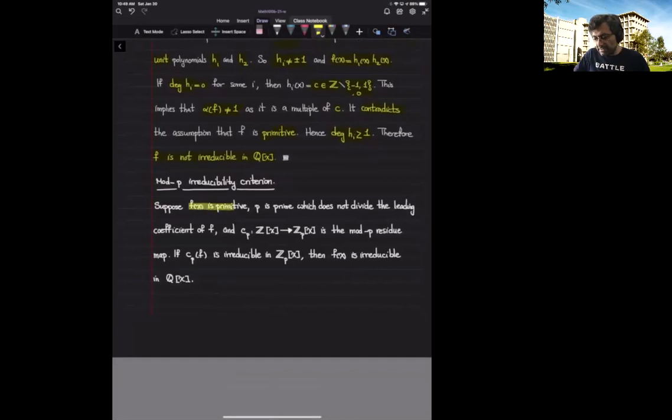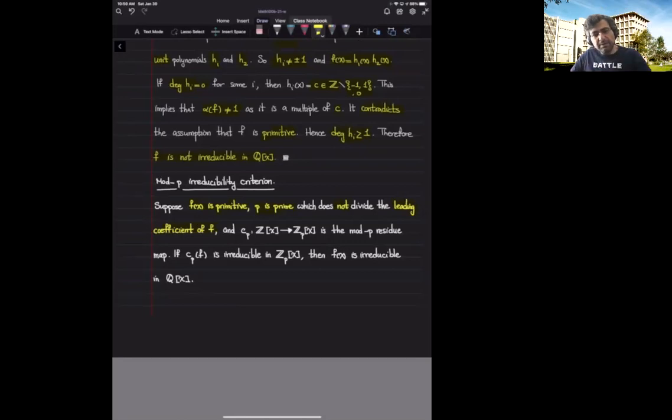So suppose F is primitive. And in addition, let's assume that P is a prime which does not divide the leading coefficient of this polynomial. Again, when F is monic, definitely no prime can divide 1, and therefore we have this condition for sure. So F is primitive, and P is a prime number which does not divide the leading coefficient of F.